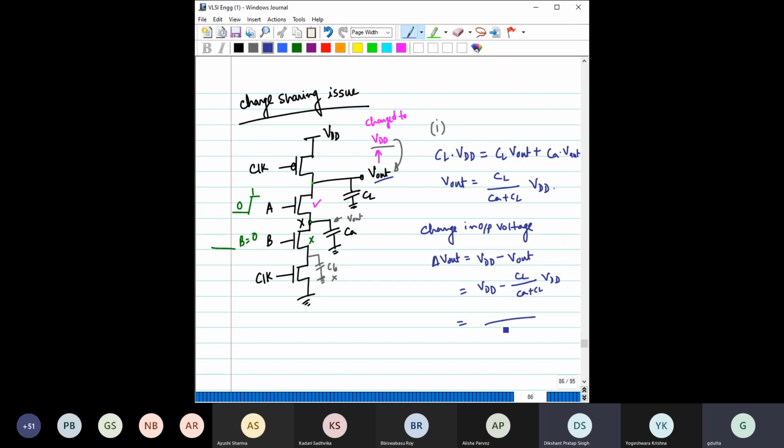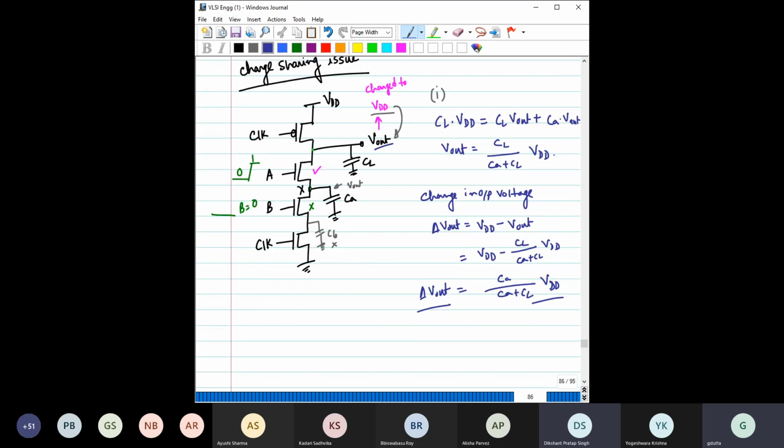If you calculate it, the CL will cancel, and you will get CA by CA plus CL into VDD. So this will be the change in the output voltage when this transistor is still on during the complete scenario of this charge distribution. Fine. Now let us come to the other case.